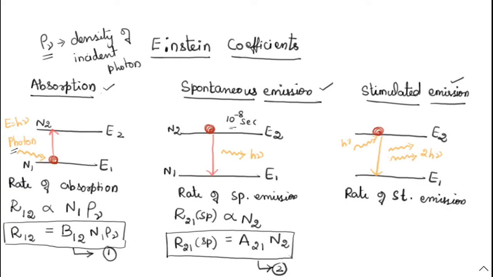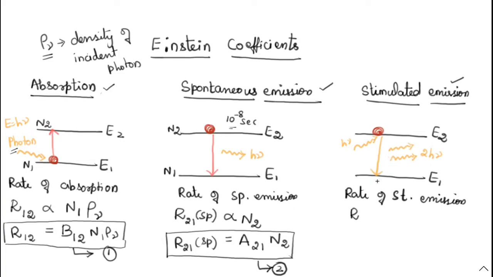Right? Next we are coming to the stimulated emission. What is stimulated emission? That means the incident photon will stimulate the atom in the excited state to come back to the ground state. By the time two photons will be emitted, right? So here, how to write the rate of stimulated emission? Again, 2 to 1 only.